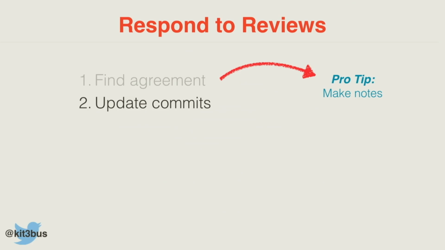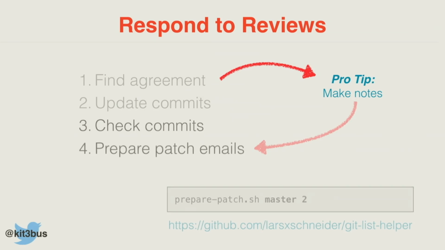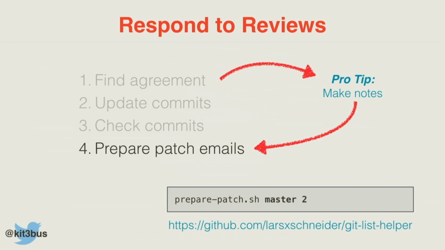And then, of course, you update your commits with these solutions, and you also check your commits as thoroughly as I explained earlier. And then you prepare the next round of your patch series. And here, the notes come into play. What I usually do is I take these notes to write a high-level description of the changes that I've made between the different versions. And that helps the reviewers to see what you've actually worked on.